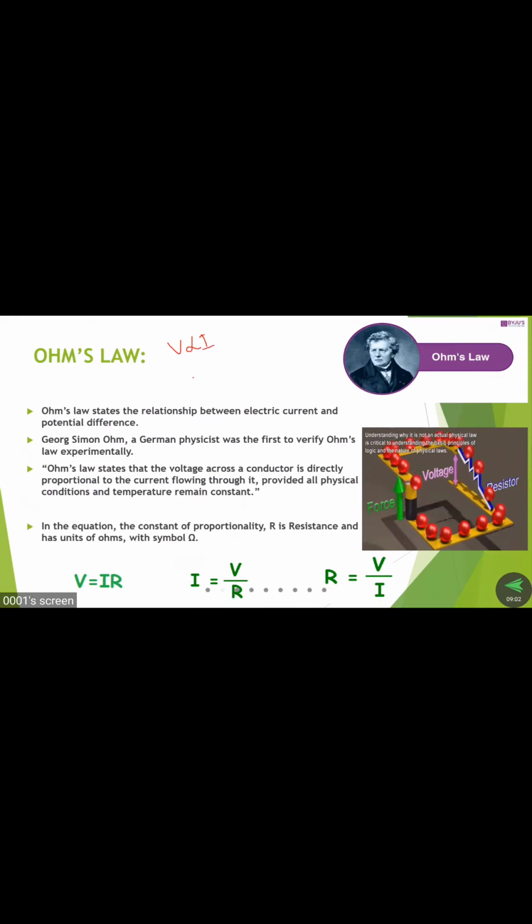Then the equation is V equals I into R, where R is the proportional constant, right? So this is a basic formula: V equals I into R. From that we can derive the remaining two relationships, just moving from one location to another location.